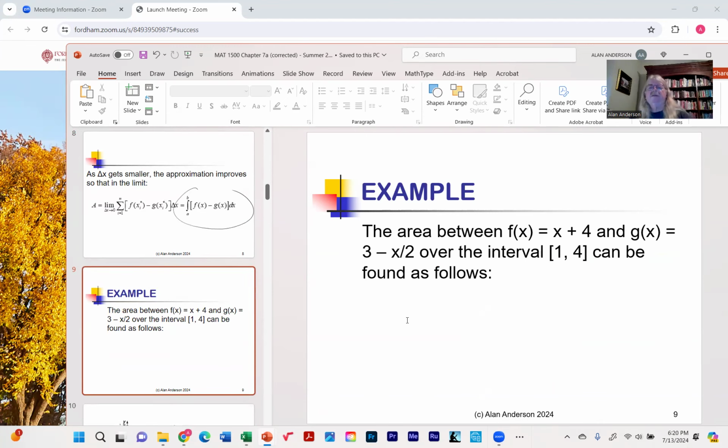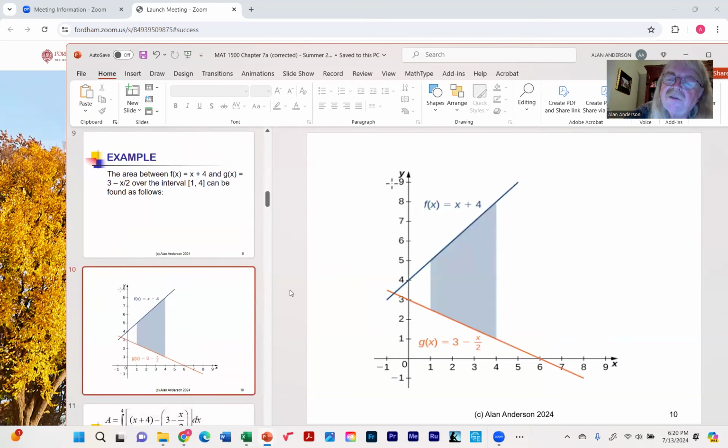So let's look at a quick example of this. So here we've got f of x is x plus 4, which is a straight line. G of x equals 3 minus x over 2, which is also a straight line, although with a different slope. And we're going to analyze their area between the two of them over the interval from 1 to 4. So this is what it looks like.